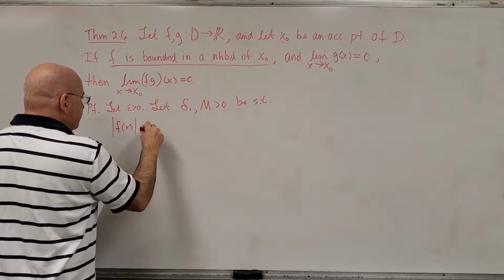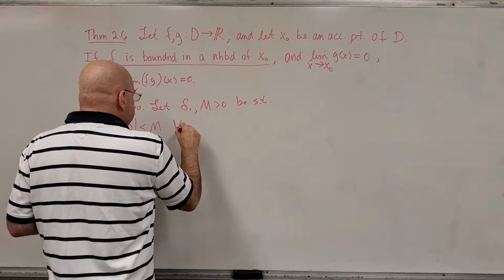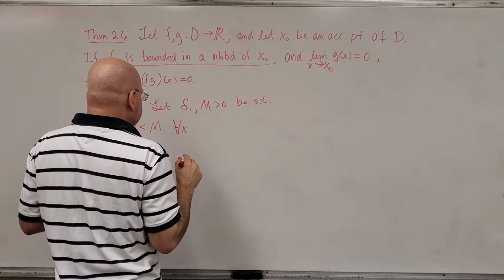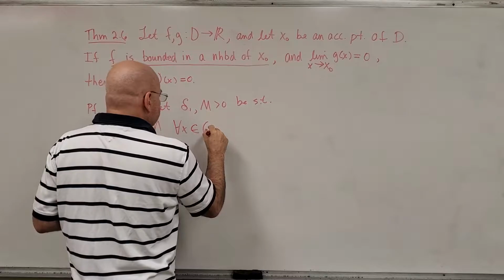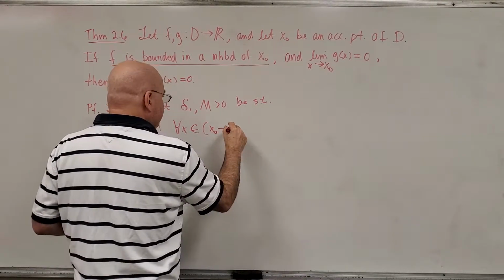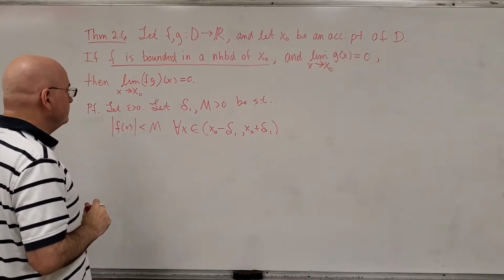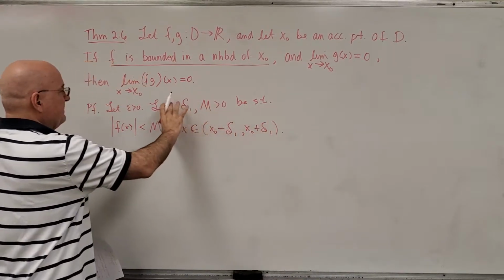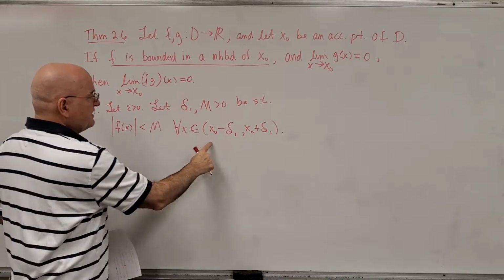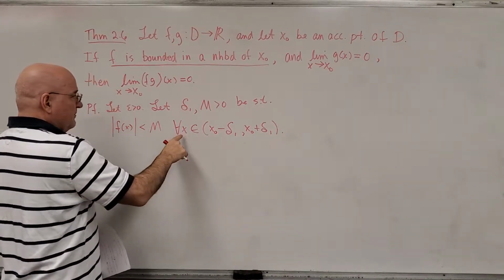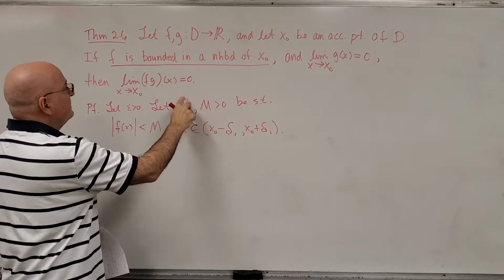The definition of being bounded means that the absolute value of f of x is less than some number, for all x in the interval from x naught minus delta 1 to x naught plus delta 1. This statement is true because of what is underlined right here: f is bounded in a neighborhood of x naught. So let me repeat that one more time. Here's the neighborhood of x naught, and for all x in that neighborhood, the absolute value of f of x is less than M because it's bounded. I know these two numbers exist because f is bounded.